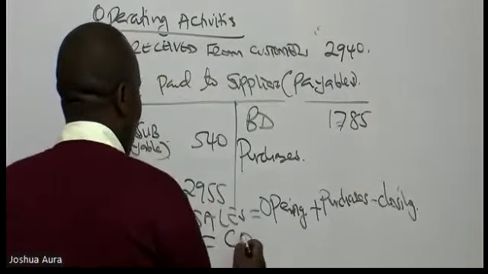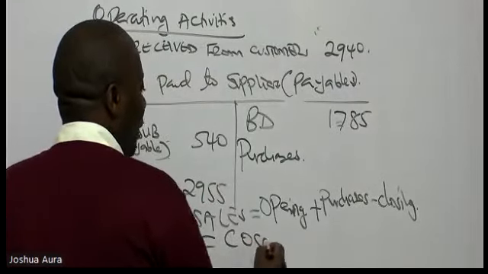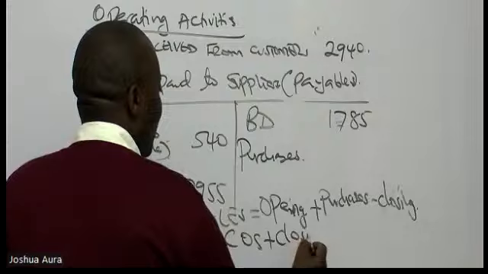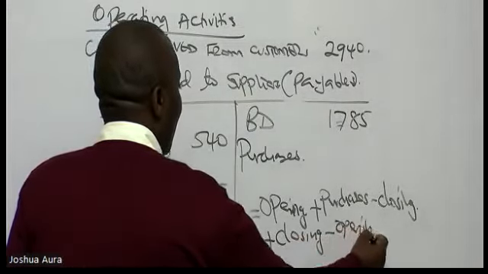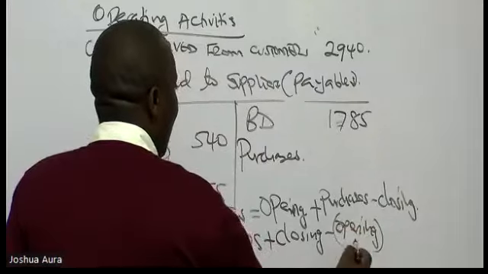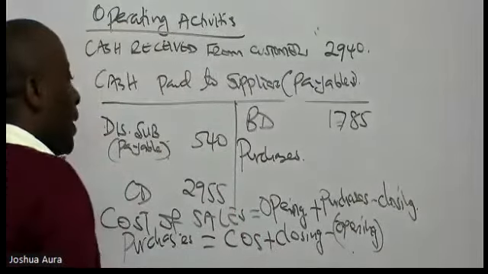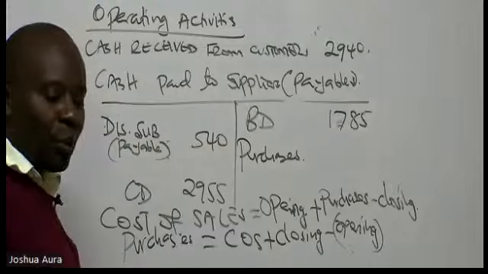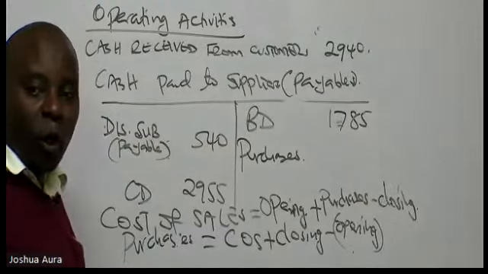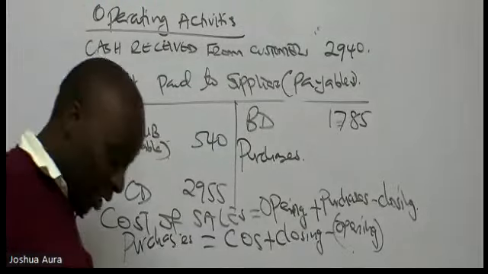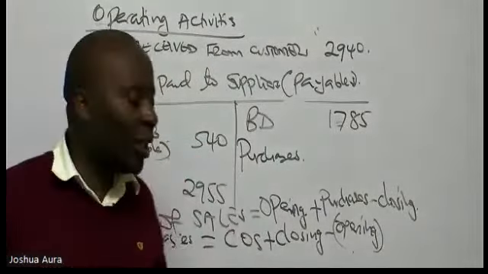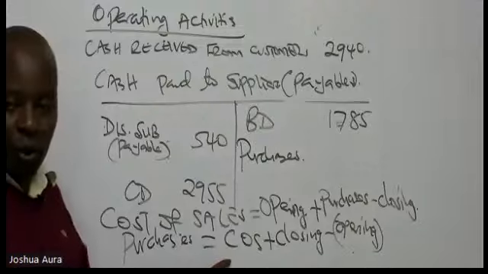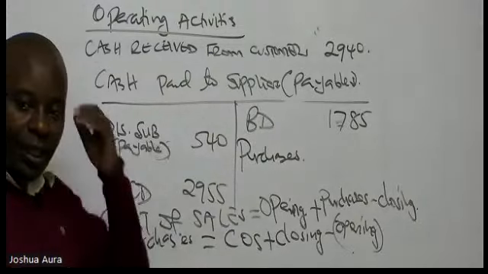So they are telling me that purchases will be cost of sales plus closing minus opening. But again, remember that opening, ladies and gentlemen, we must always put in brackets. Whenever you see opening, you must always put opening in brackets. Great. So then I would want us to look for cost of sales in this question.